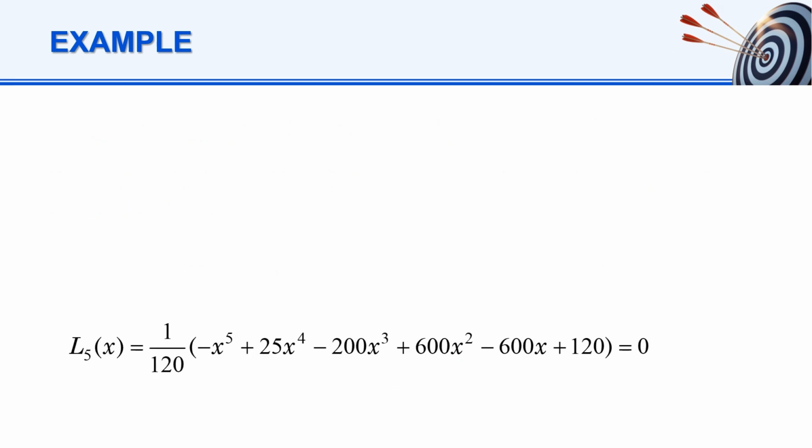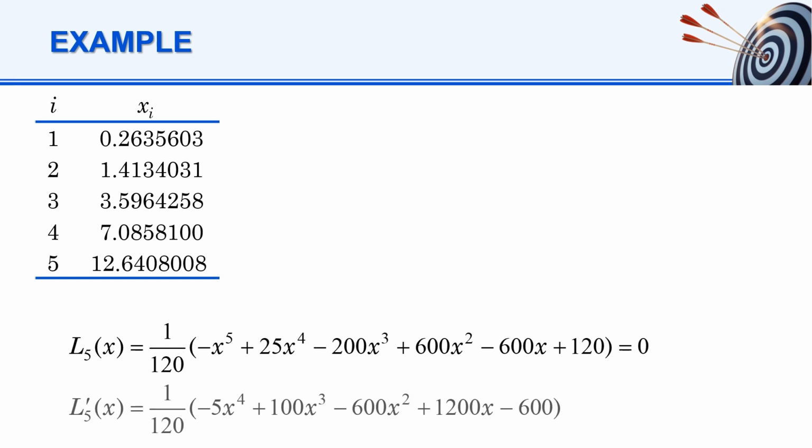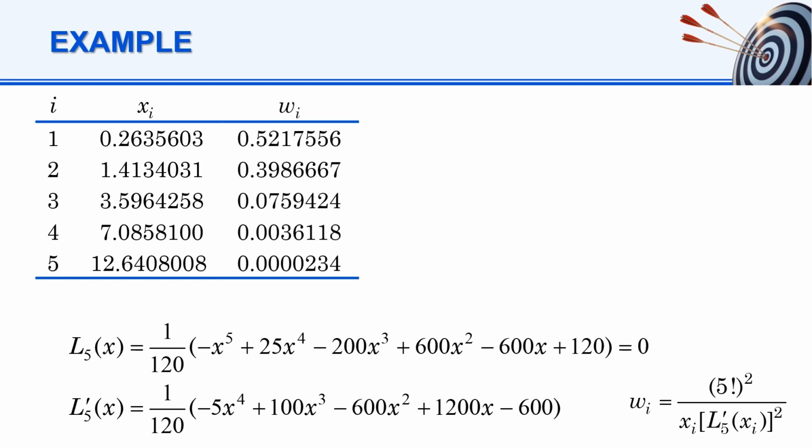Here we will show how to find the abscissas and weights for n equals 5. However, normally we read the quadrature sets from Table B2 of Appendix B of the textbook or use a computer code that calculates the quadrature set. Applying a root-finding method, we obtain the zeros of this fifth-degree polynomial and place them in the table we construct. The weights use the derivative of L5, so we find it as shown. Evaluating the expression for wi for each root, we find the weights.